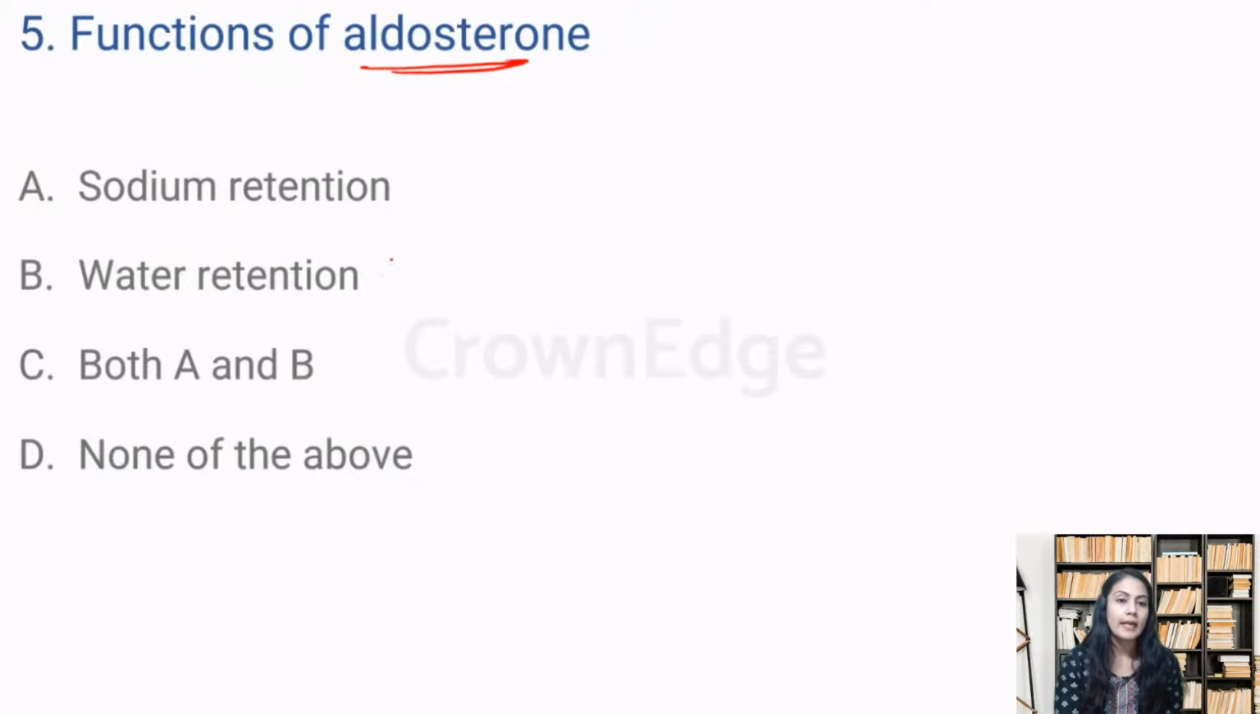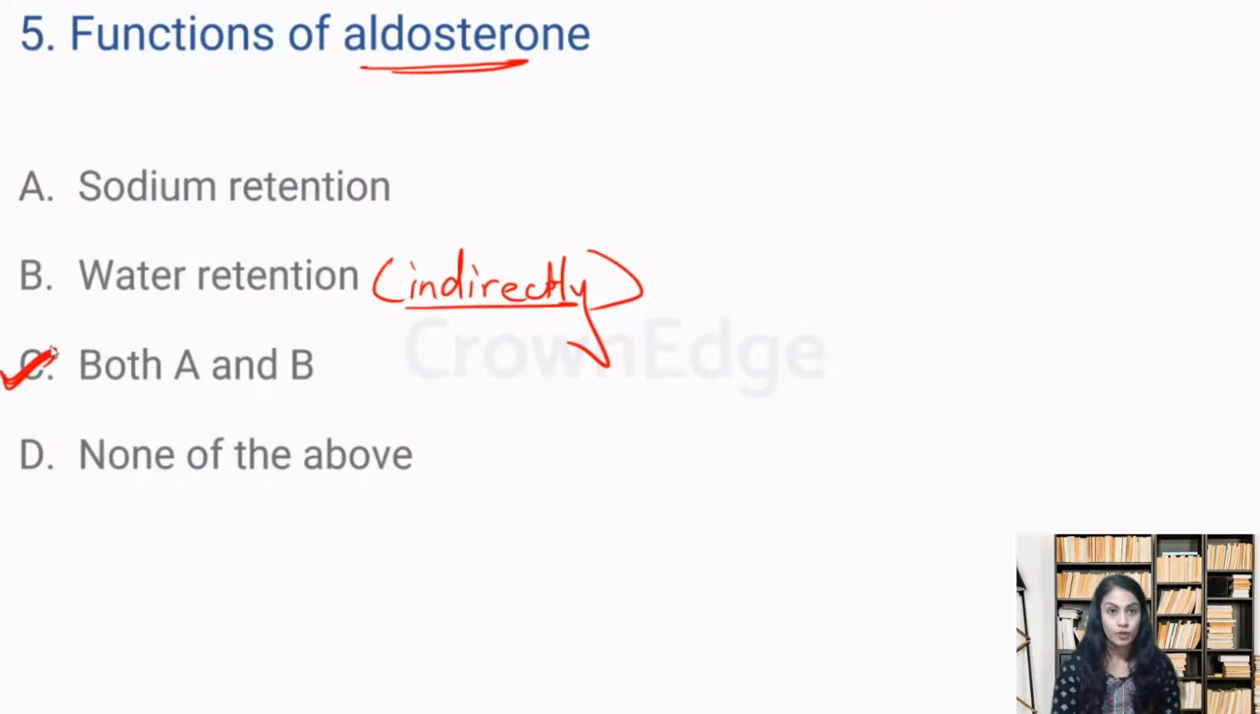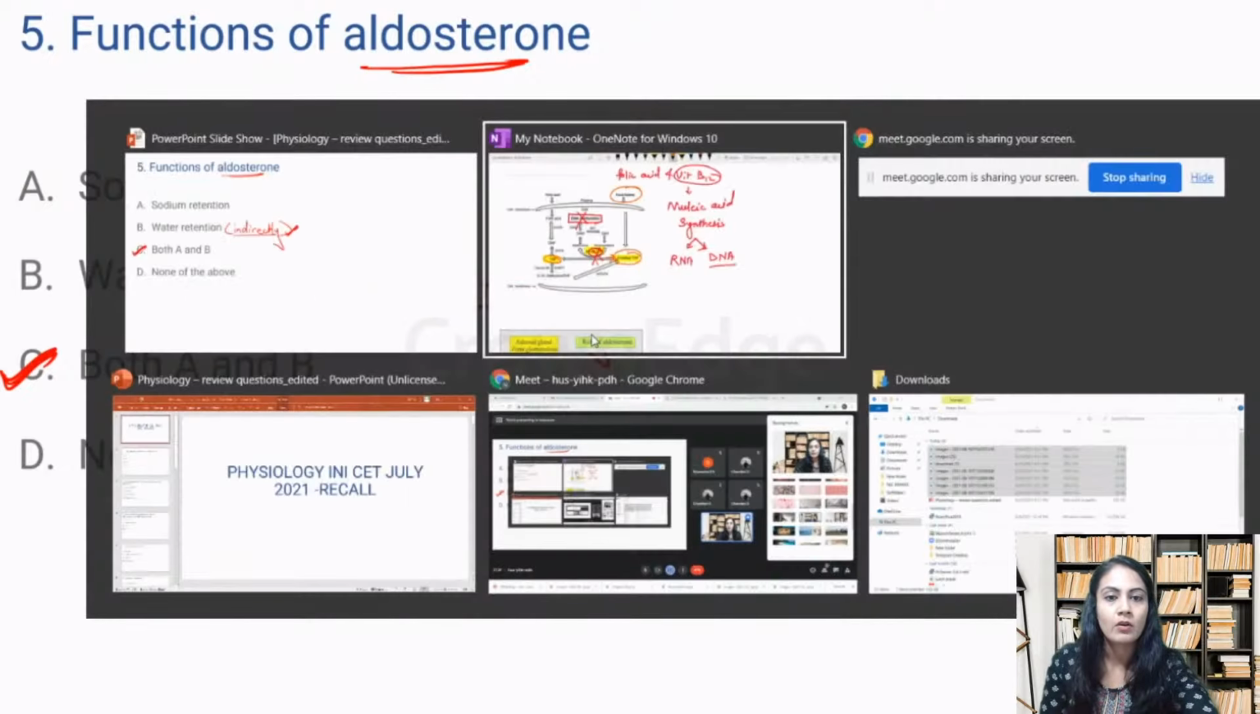But remember, indirectly, it also influences the water retention. So the best answer over here is option C. They did not write anything like directly, indirectly, or both. If they had written that the function of aldosterone is to act directly on absorption of, then the answer becomes only sodium. But remember, indirectly it also acts in water retention.